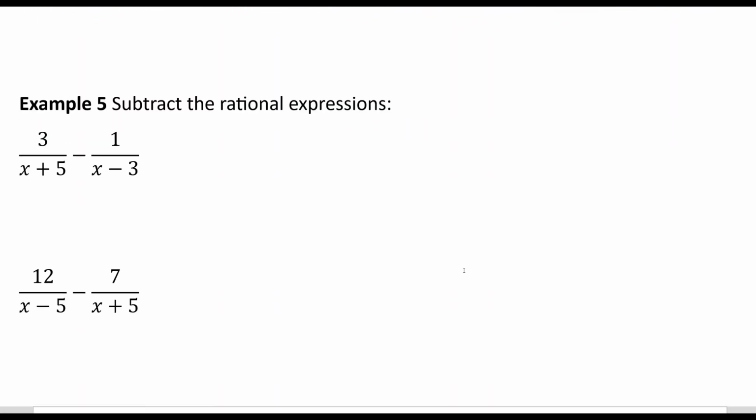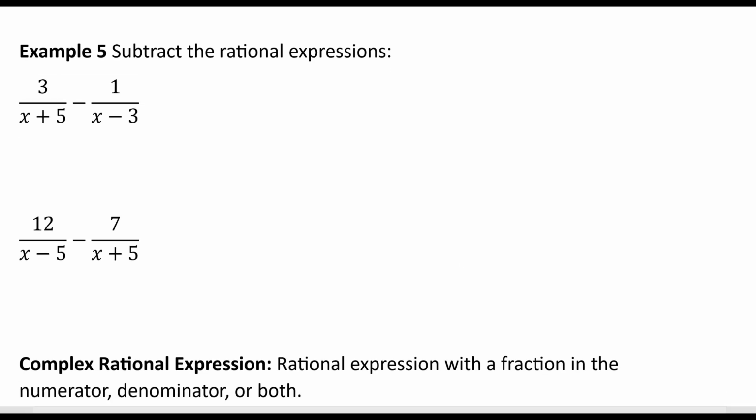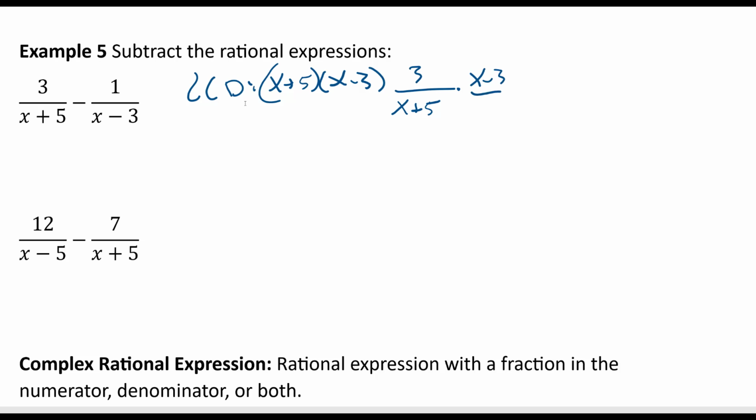And we have another one. We're going to do some subtraction. So here we have 3 over x plus 5 minus 1 over x minus 3. These are just different denominators. So our LCD is going to be x plus 5 times x minus 3. So we have 3 over x plus 5 times x minus 3 over x minus 3 is 3x minus 9 over x plus 5 times x minus 3.